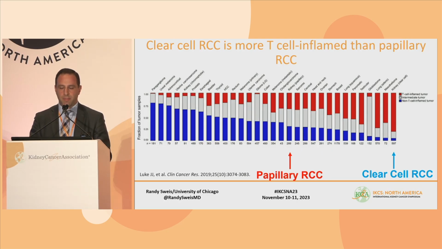But papillary is different. Papillary actually has a pretty big variance, almost split a third between T-cell inflamed, intermediate, and non-T-cell inflamed. So that's interesting and probably reflective of the fact that there are different tumor oncogenes present within the different subtypes of papillary; it's more than one disease. But this is important to think about as we develop new therapies.